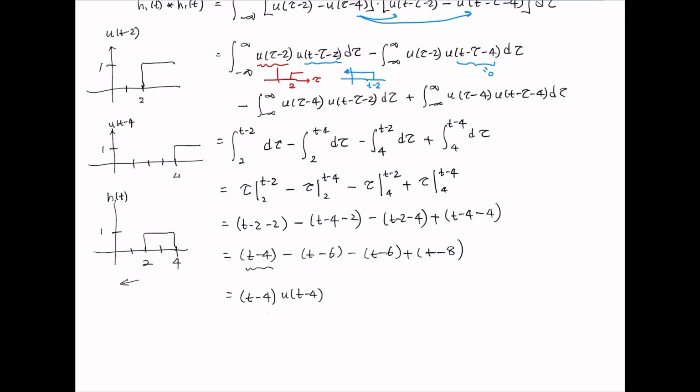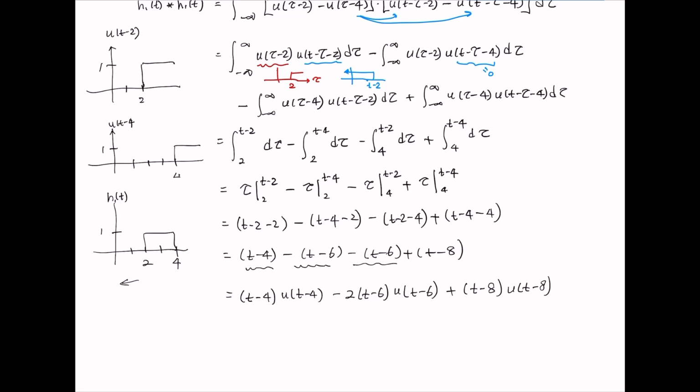Anything below 4 is going to be 0. And then the second one, we have 2 of t minus 6, 2 of t minus 6, and then u of t minus 6, plus t minus 8, and then u of t minus 8.